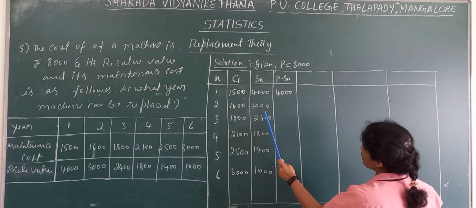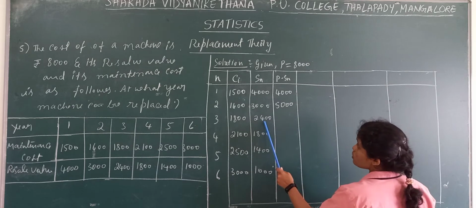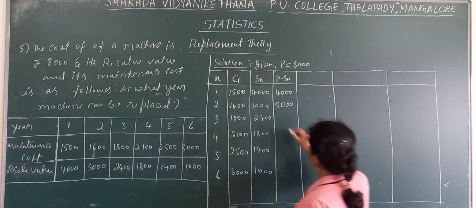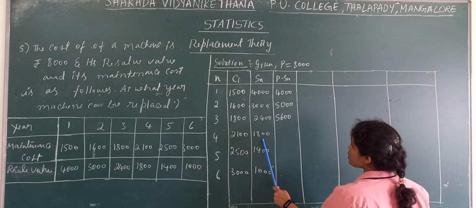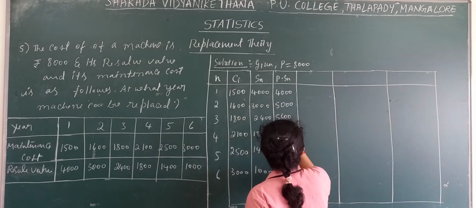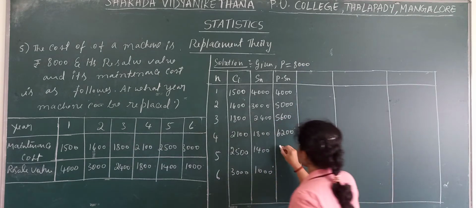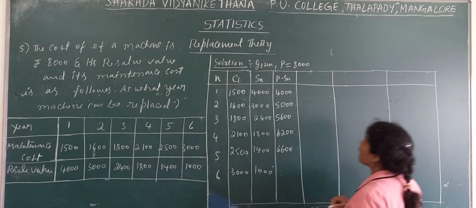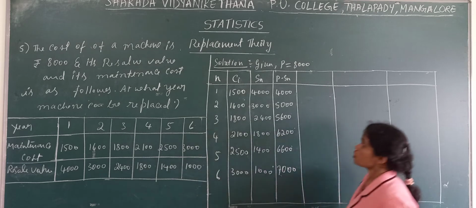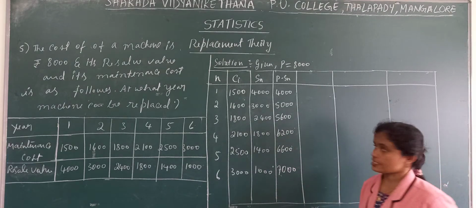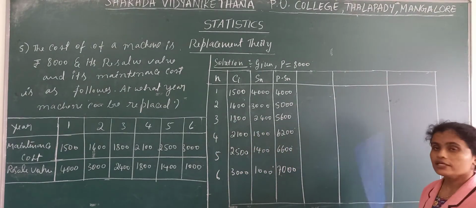8,000 minus 3,000, we get 5,000. 8,000 minus 2,400, 5,600. 8,000 minus 1,800, 6,200. 8,000 minus 1,400, 6,600, and 8,000 minus 1,000, we get 7,000. So this is P minus SN. That is nothing but depreciation cost of the machine in different years.